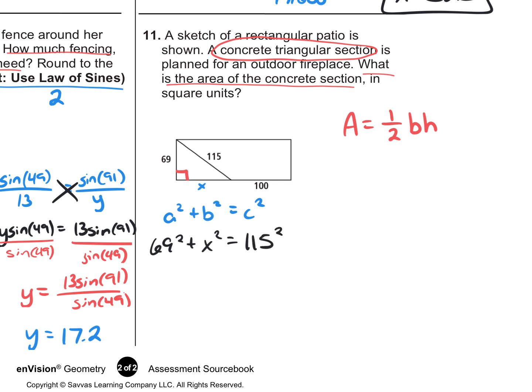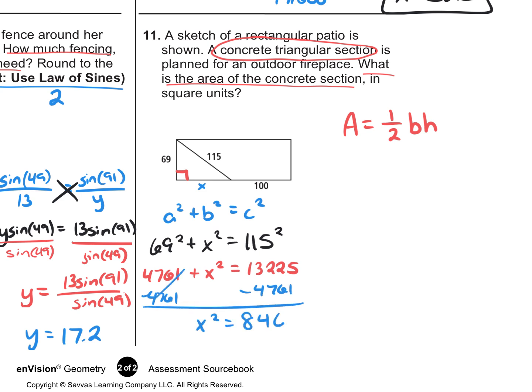So we evaluate those. We get 4,761 plus x squared equals 13,225. What's next? Yep. So you get x squared equals 8,464. Last step always with Pythagorean theorem: square root. You end up getting x equals 92.